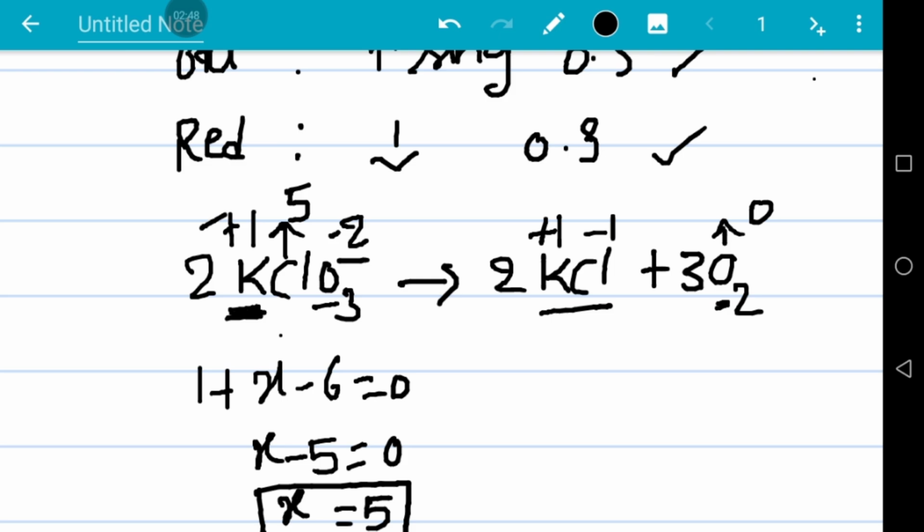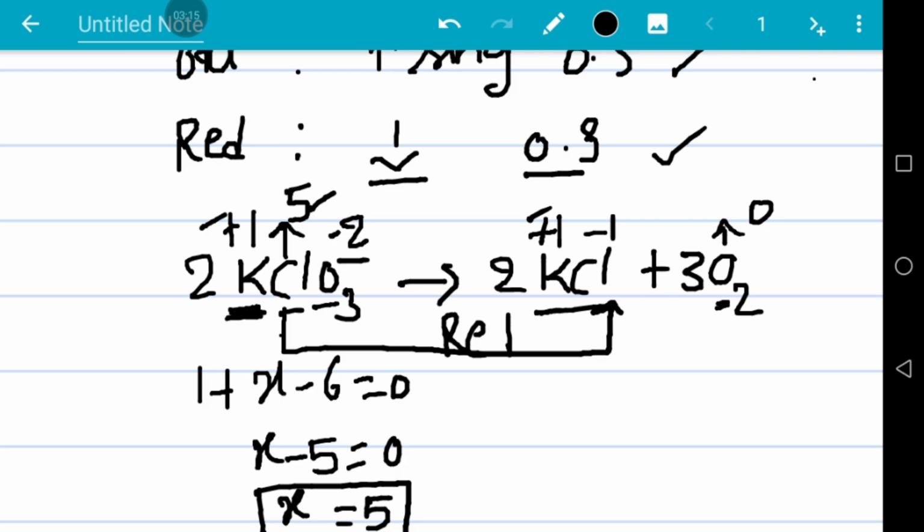Now we check potassium: on the reactant side the oxidation state is +1, and on the product side also +1, so there is no change. Now chlorine: in the reactant side it is +5, and this side it is -1. So the chlorine oxidation state changes from +5 to -1, which means the oxidation state decreased. That is a reduction.